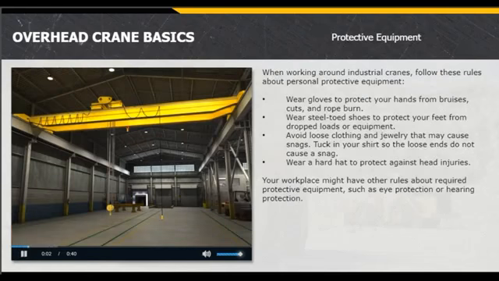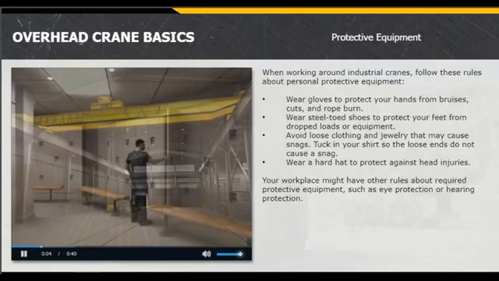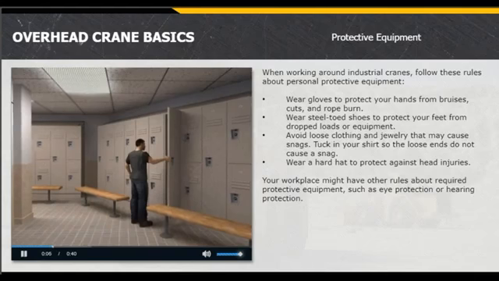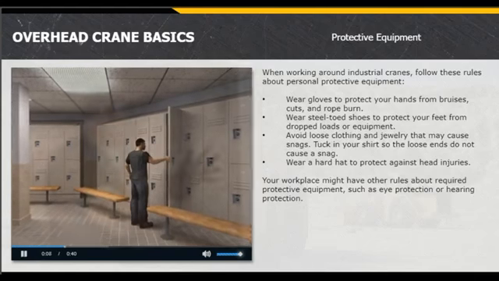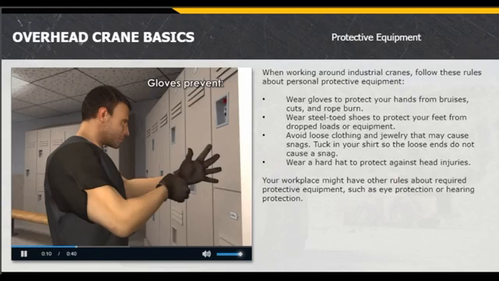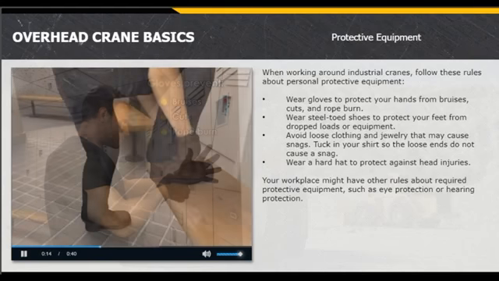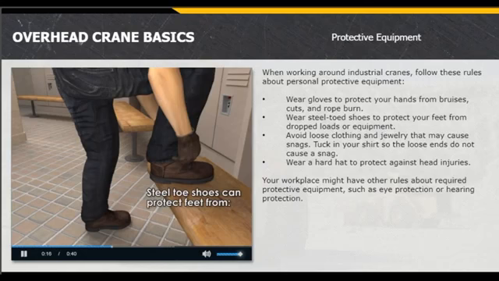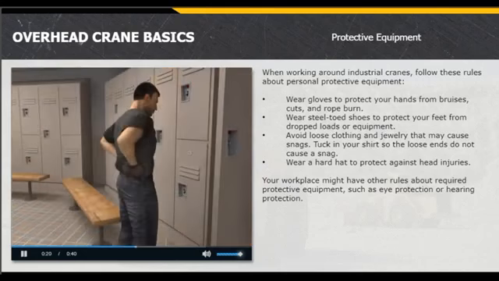When working around industrial cranes, follow these rules about personal protective equipment. Wear gloves to protect your hands from bruises, cuts, and rope burn. Wear steel-toed shoes to protect your feet from dropped loads or equipment. Avoid loose clothing and jewelry that may cause snags. Tuck in your shirt so the loose ends do not cause a snag.